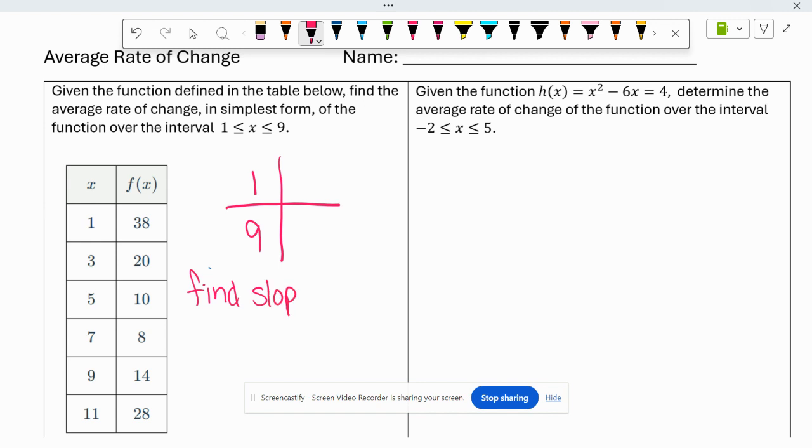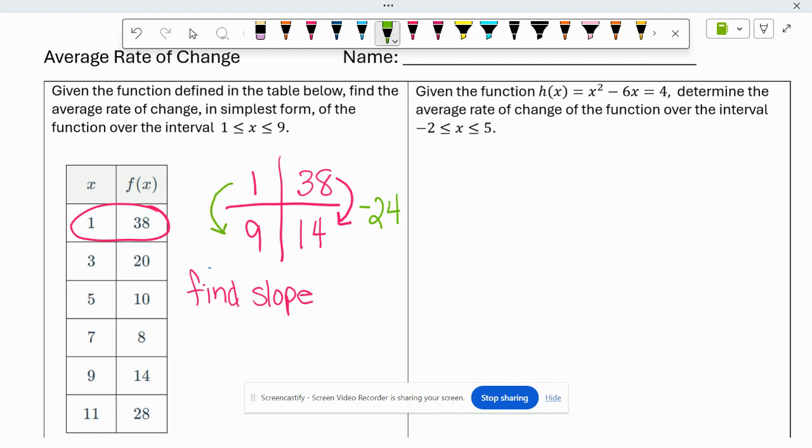So tell me, when x is 1, what is y? 38. And when does everybody see that? When x is 9, what is y? 14. Kenneth, are you taking notes? Okay. So is y getting bigger or smaller? By how much? What's 38 minus 14? That'll tell me how much smaller it is. So I'm taking away 24. It's getting smaller. I'm taking away.